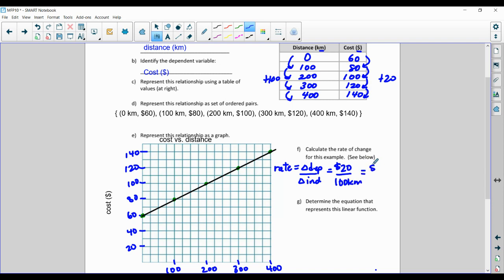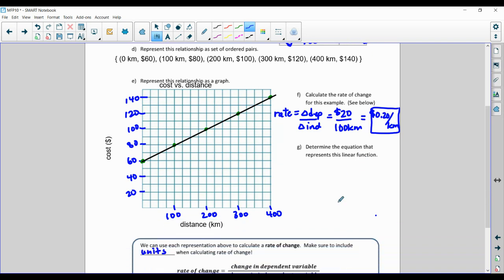And when I divide that on my calculator, I actually get 20 cents per kilometer, or $0.20 per kilometer. Why would we write the 0? Well, just because money-wise, we're used to seeing two placeholders for cents, not just the tenths, but we want to see the tenths and the hundredths. Okay, so that is our rate. Notice that it has the units, a dollar sign and per kilometer.